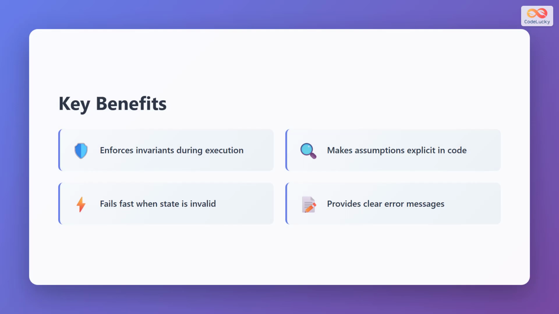The check function provides 4 key benefits. First, it enforces invariance during execution, ensuring your program state remains valid throughout its lifecycle. Second, it makes assumptions explicit in your code, documenting the conditions that must be true for your code to work correctly. Third, it fails fast when state is invalid, catching errors immediately rather than allowing corruption to spread. Finally, it provides clear error messages, making it easier to debug issues when they occur. By using check consistently, you write more robust and maintainable Kotlin code.